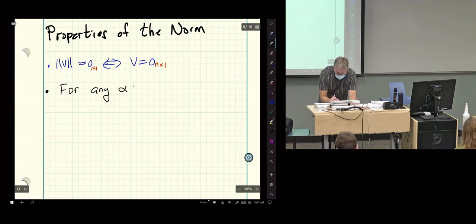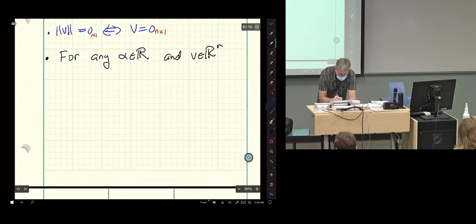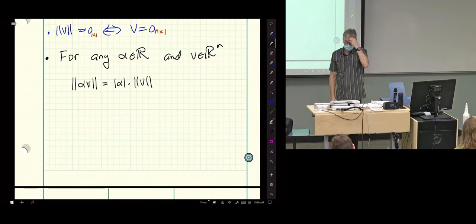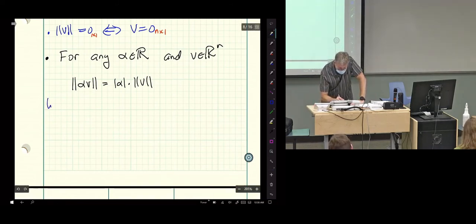The next part is a little bit less obvious, but for any real number alpha, so scalar alpha, and vector v in Rn, the norm of alpha times v is the absolute value of alpha times the norm of v. Ooh. Okay, so if you multiply the vector by minus 3, you multiply the norm by 3.